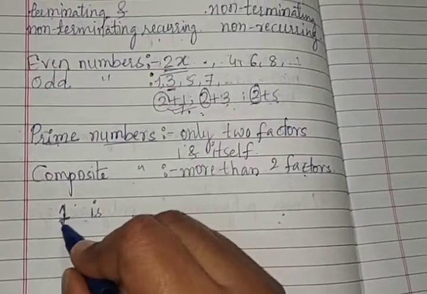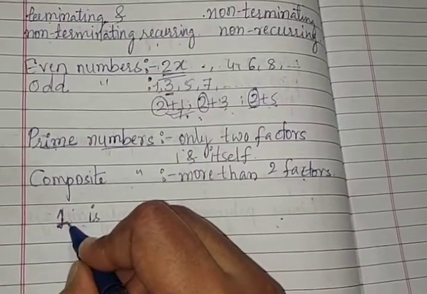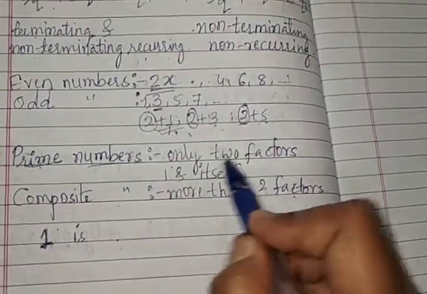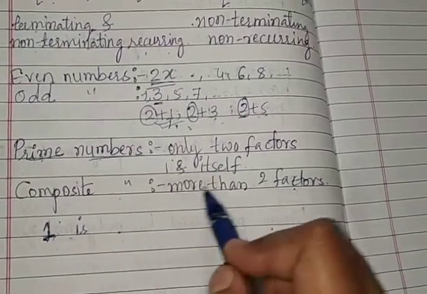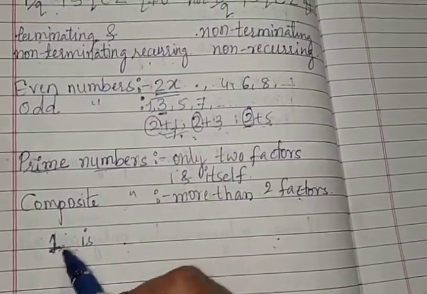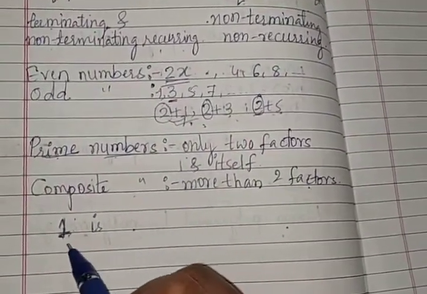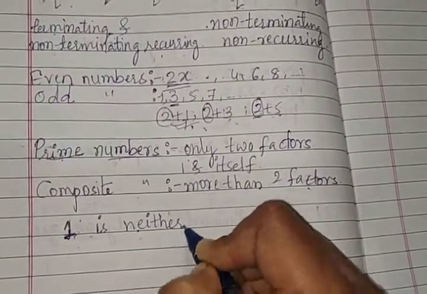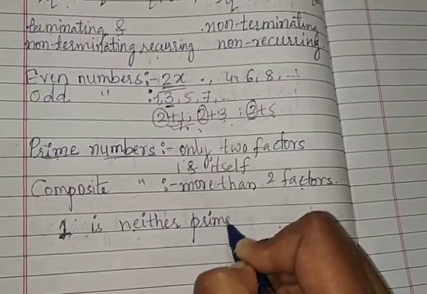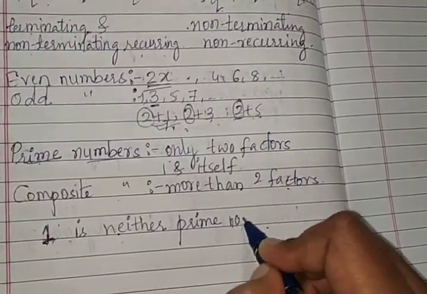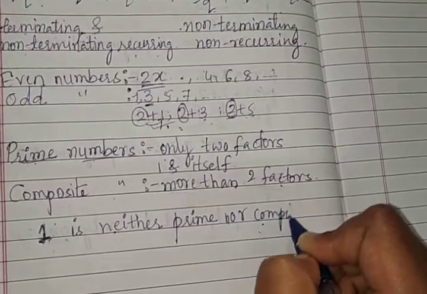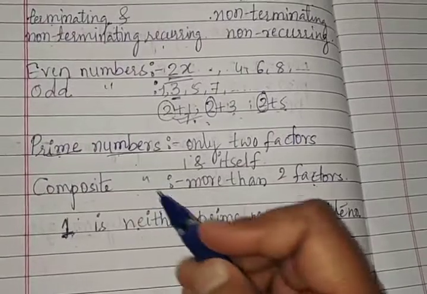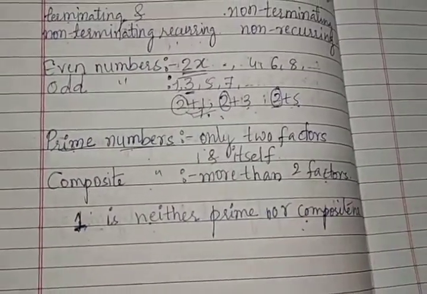1 has only one factor, therefore it is neither counted in prime numbers, because a prime number should have 2 factors and a composite number should have more than 2 factors. 1 has neither 2 nor more than 2, it has only one factor, therefore 1 is neither a prime nor a composite number. So 1 should not be counted in prime numbers or in composite numbers.